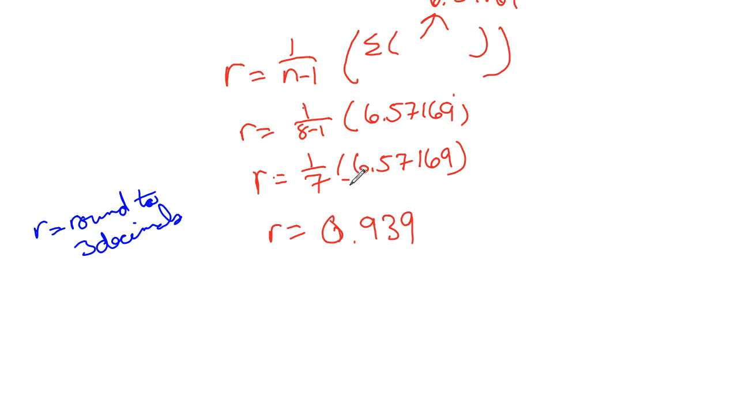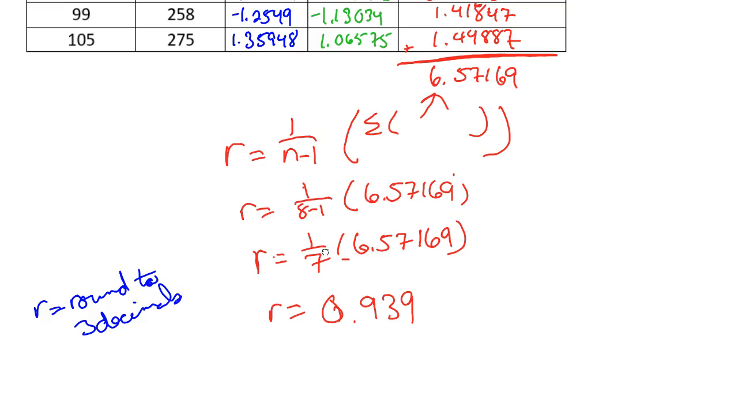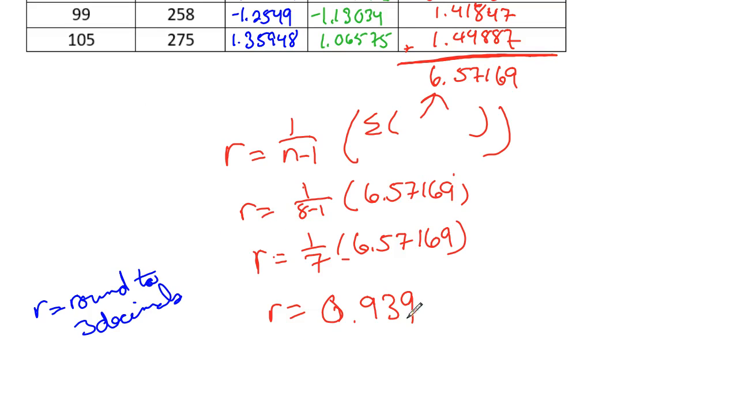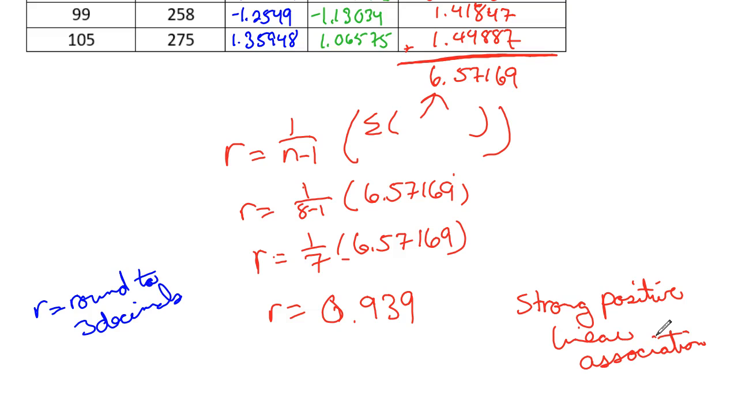And I want to look at that. Notice that it is positive, which means the higher values of x have higher values of y. The lower values of x tend to have the lower values of y. And it's very close to 1. So this actually has a strong positive linear association, because looking at its R value, which is what we consider when we're talking about correlation and its coefficient.